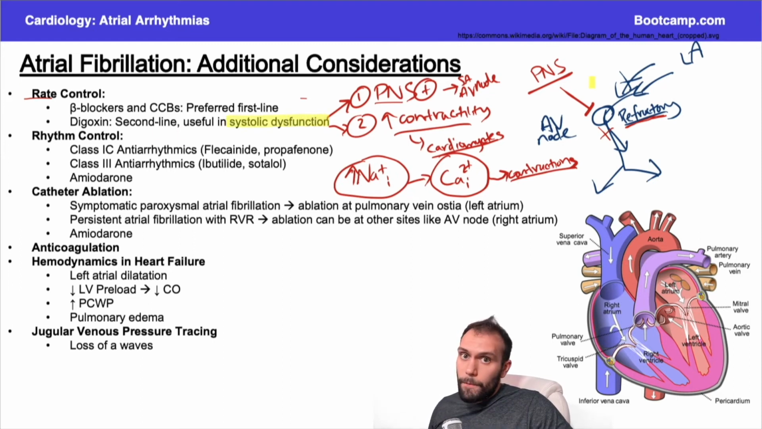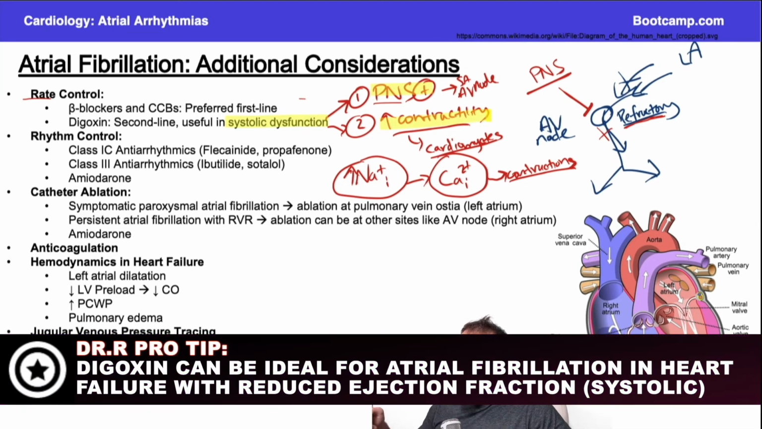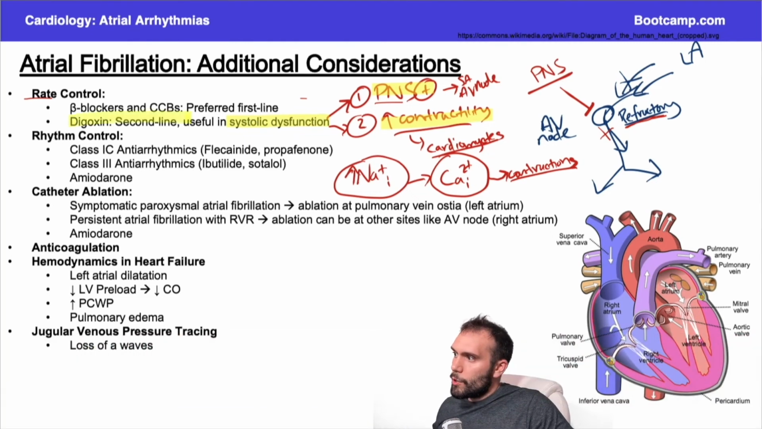So if I have AFib because of heart failure, remember that's one of the classic causes, right? I'm going to be able to slow down the AFib with parasympathetic stimulation, and I can actually increase my contractility as well in systolic dysfunction. Would be great, right? Because that's the primary problem in systolic dysfunction in heart failure. I don't have enough contractility. So digoxin is very useful in that sense.